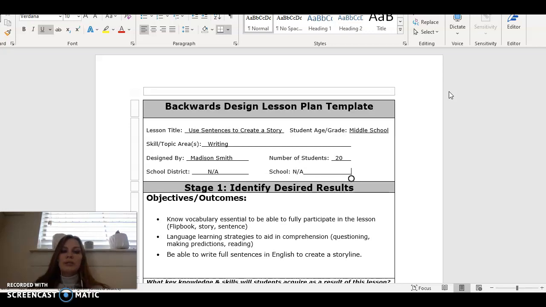Basically, in this lesson that I have created, I'm going to be helping the English language learners build that foundation of being able to write complete sentences.